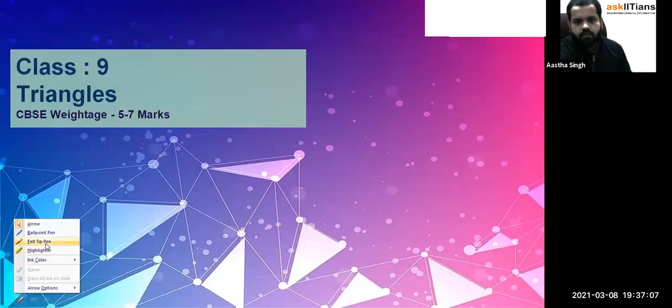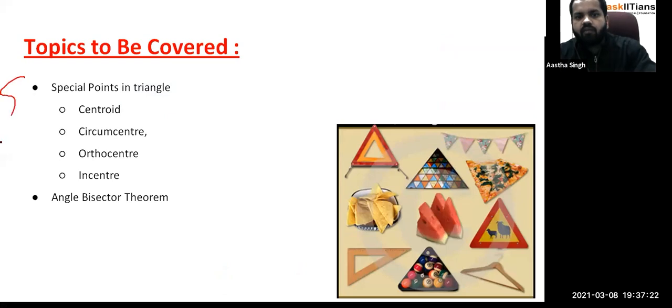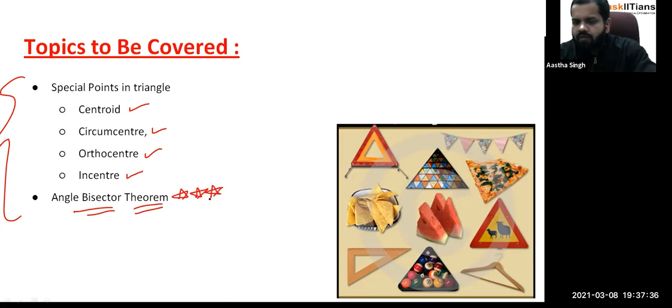Okay. So you did triangles in class 9 with CBSE, about 5 to 7 months from this chapter. Today we are dealing with a very important topic for exams: what the centroid is, what the circumcenter is, what the orthocenter is, what the incenter is, and also the angle bisector theorem. A very important theorem. Several questions are asked in Olympiads also from this theorem. So let's get to the meaning of the centroid.